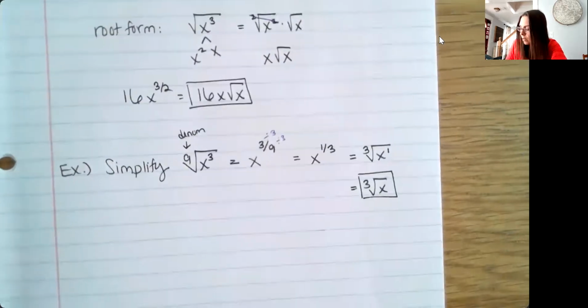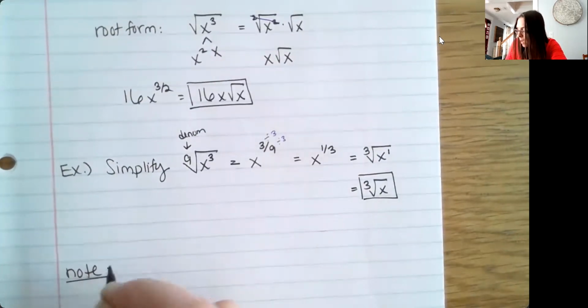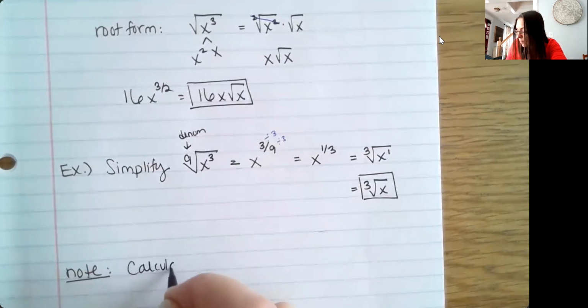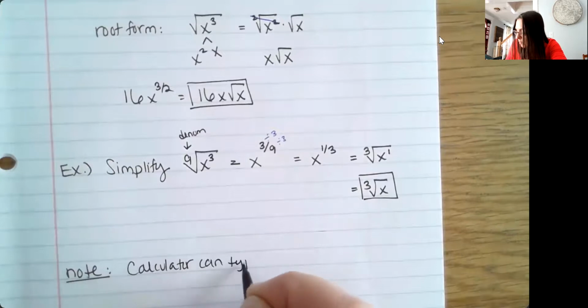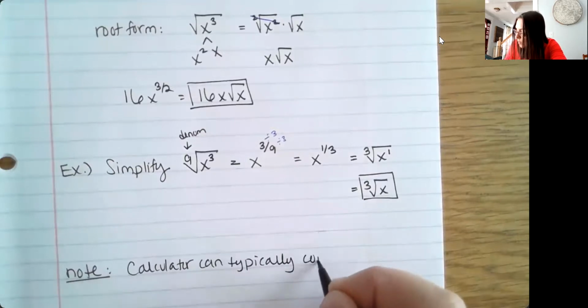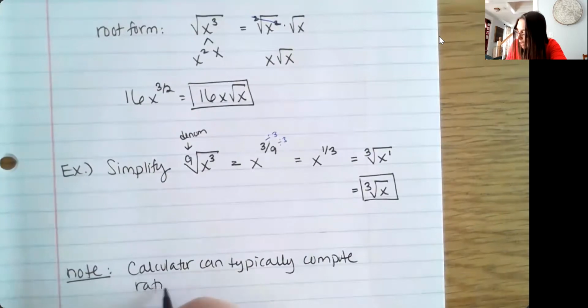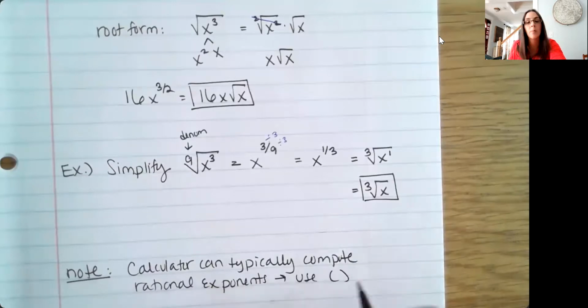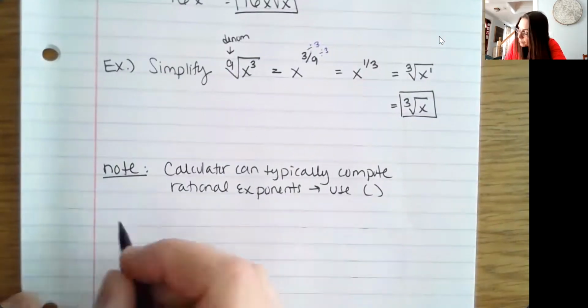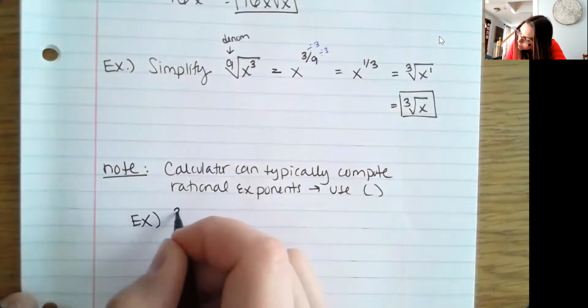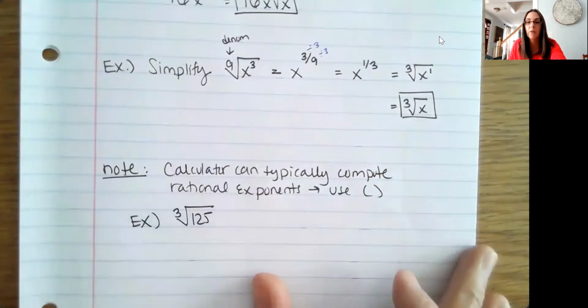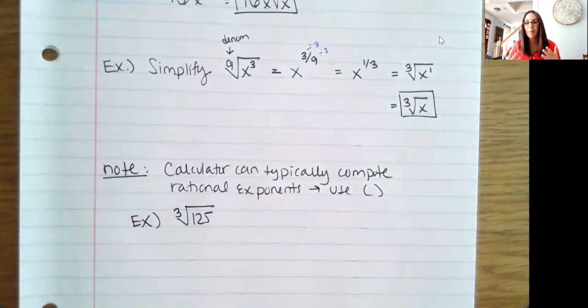One last thing I want to note here is that your calculator can typically compute rational exponents. Just make sure you use parentheses when you input that exponent. So for example, let's do the cube root of 125. Let's say I asked you to find the cube root of 125, and maybe you're having a really hard time. You're not as good with your cube or 4th or 5th roots and so on. How can you find this out using your calculator to help you without just doing trial and error?